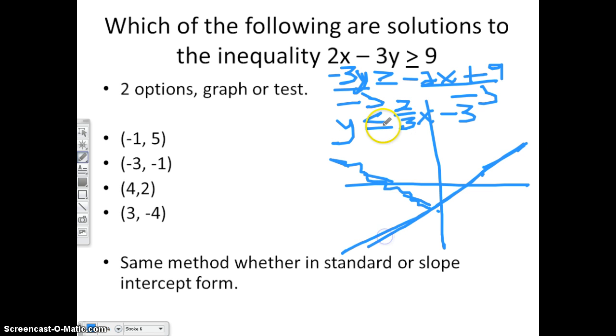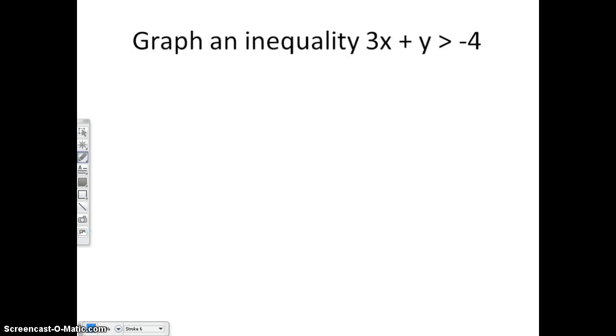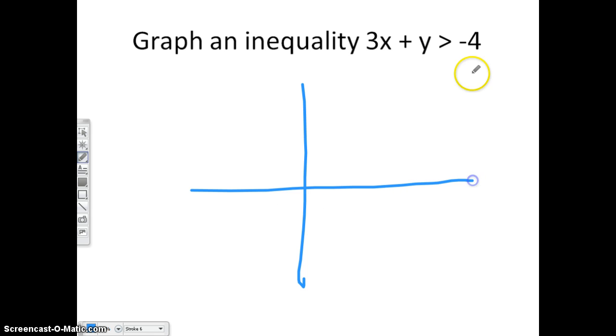Okay, I did a solid line because it is less than or equal to. Y is less than. Where is y less than? On this side of the graph. So let's just do a quick check. Negative 1 and 5 is going to be up here. That's not a solution. Negative 3, negative 1 is going to be right there. That's not a solution. 4 and 2 is going to be right there. That's not a solution. 3, negative 4. You can check that by plugging it in and seeing if it makes a true statement, but I figured you could probably manage that. So, be able to graph an inequality like this, and we've kind of done this already.